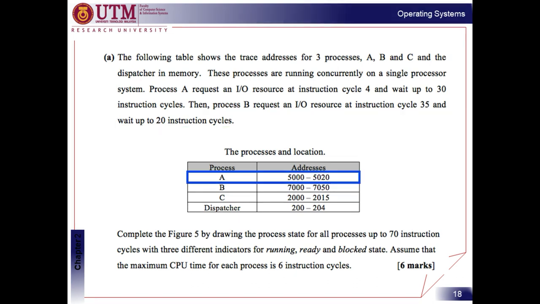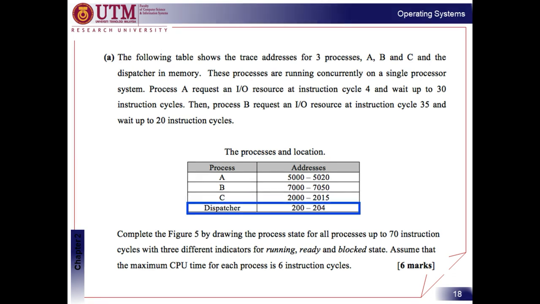Process A occupies memory addresses from 5000 to 5020, requiring 21 CPU cycles for execution. Process B resides in memory addresses from 7000 to 7050 and demands 51 CPU cycles for completion. Process C occupies memory addresses from 2000 to 2015 and requires 16 CPU cycles for execution.